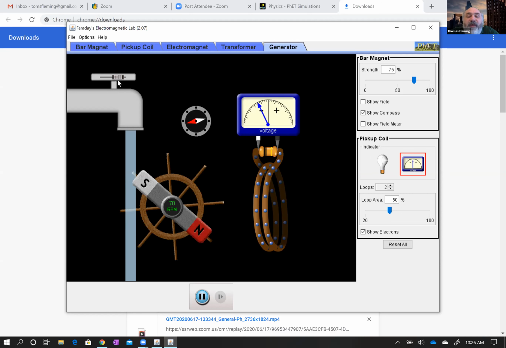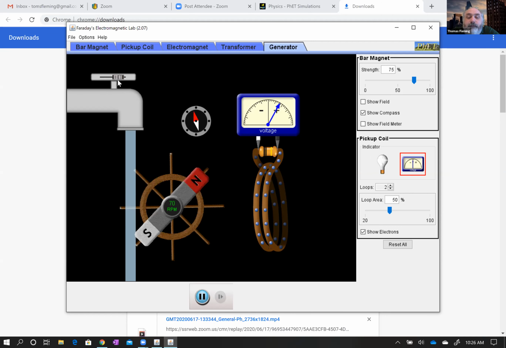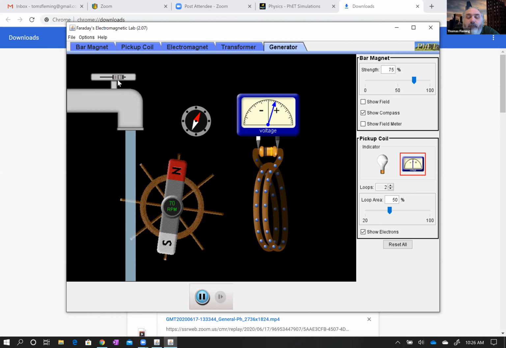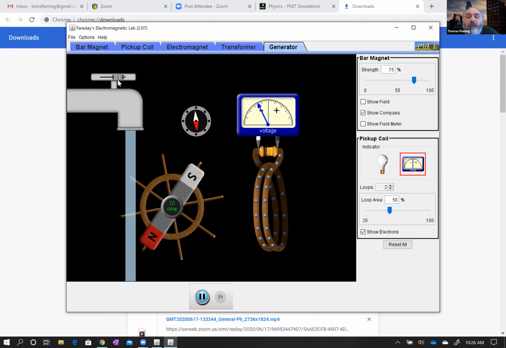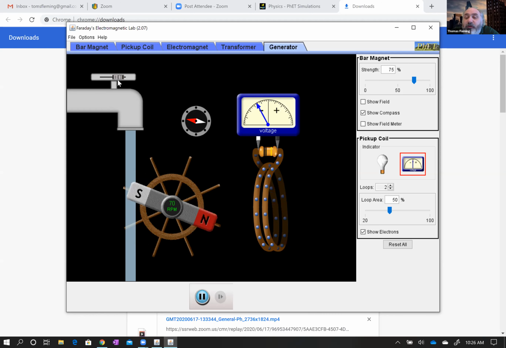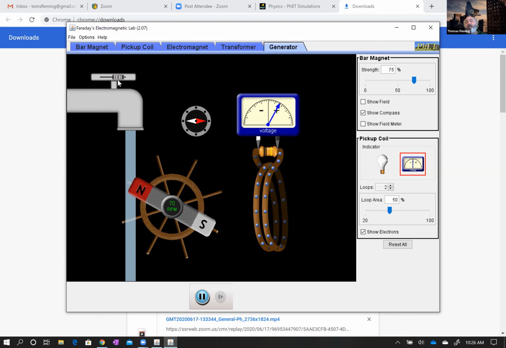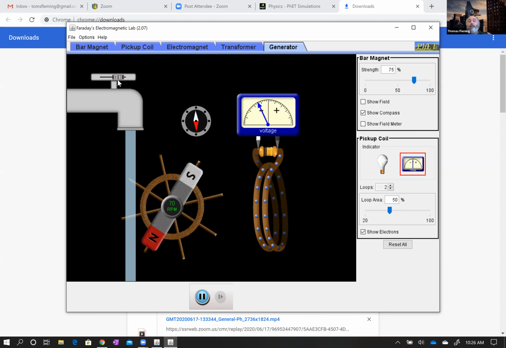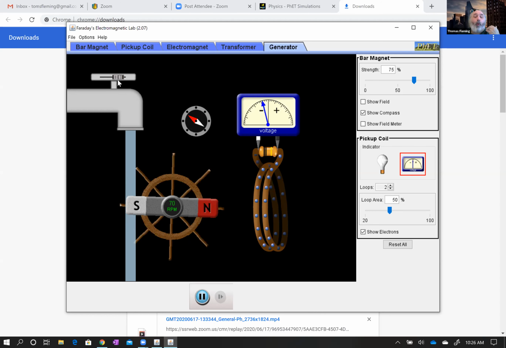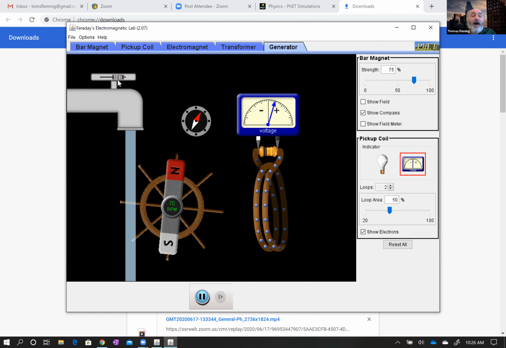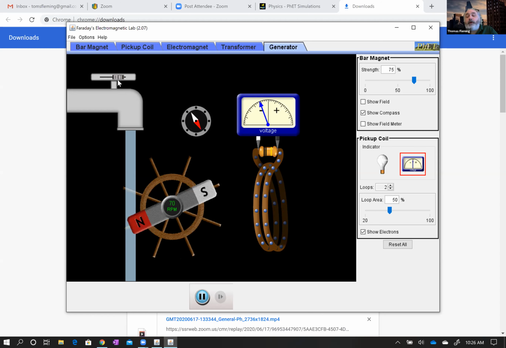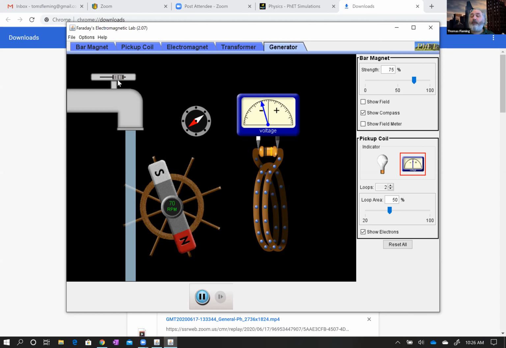So what's happening is by making this thing spin, I am generating electricity. This is actually how we do it. This is how we generate the electricity in our homes. Some of that electricity is quite literally created by flowing water. That's how hydroelectric dams work.